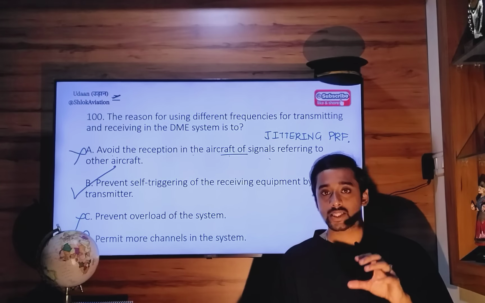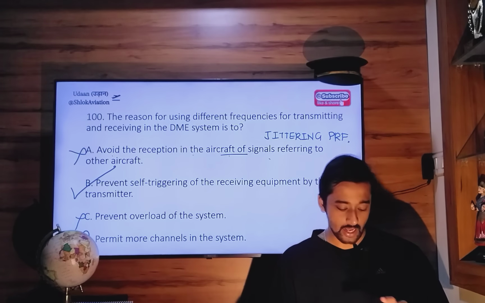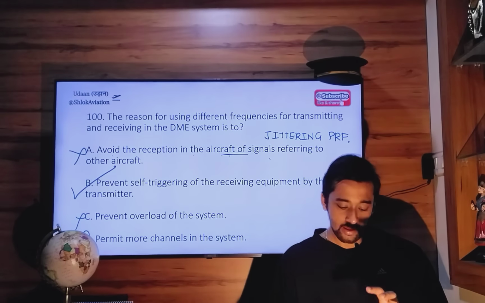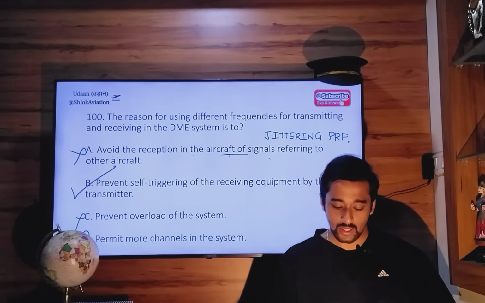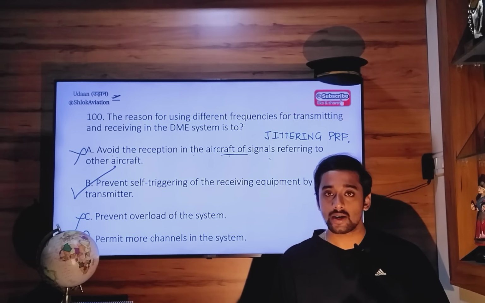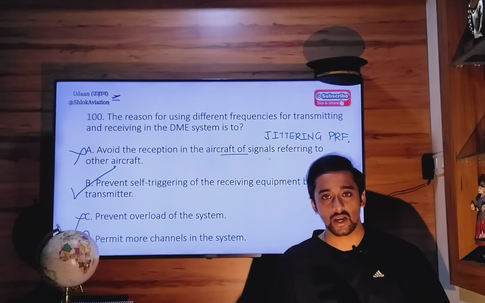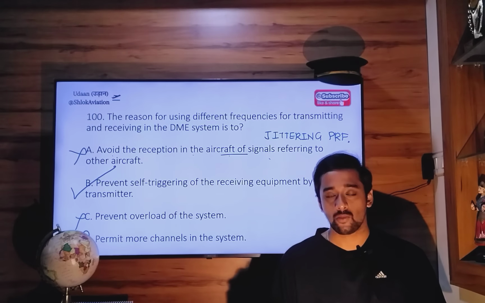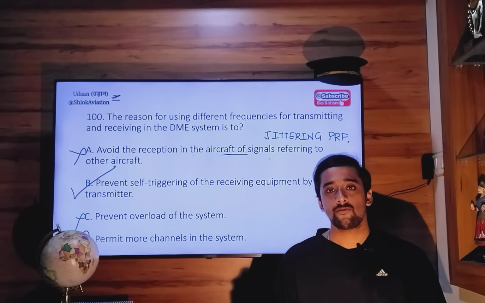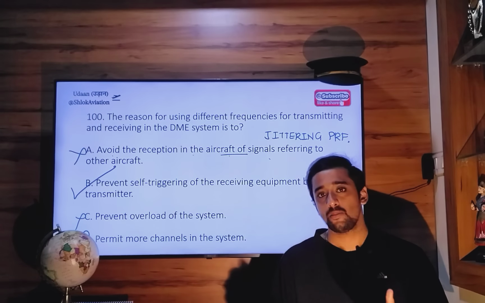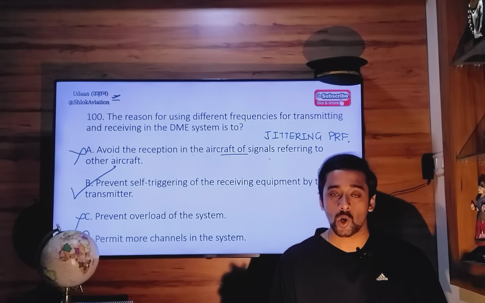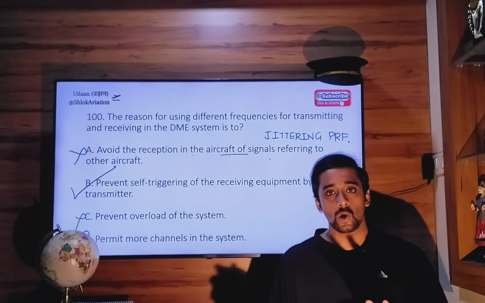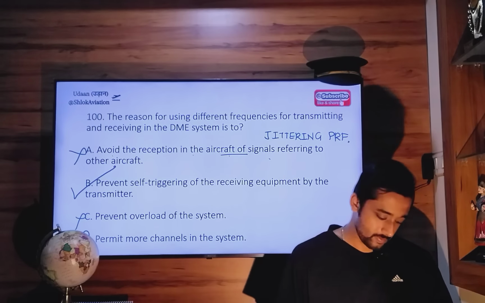So that the receiver equipment prevents self-triggering of the receiving equipment by the transmitter, so that it does not get triggered by reflections coming from the ground or any objects, obstacles. That is why we use different frequencies, so that automatically reflecting frequencies, which will be on the same frequency as that of the interrogation signal frequency, will automatically get eliminated.